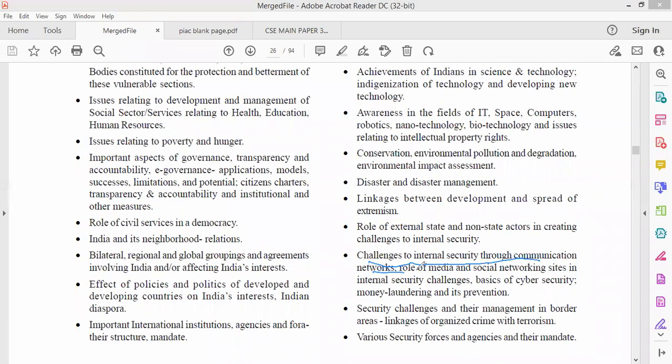Then the role of media. This is an important topic now. Currently it is highlighting the role of media and social networking. Now this is emerging as an important alternative to media: social networking sites.